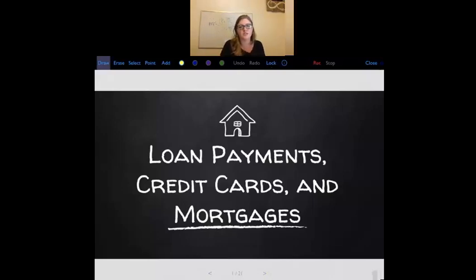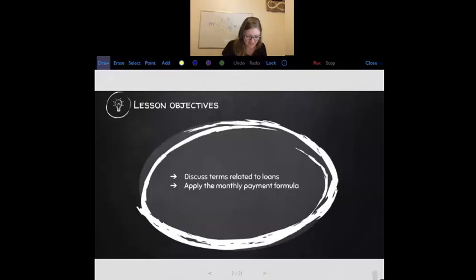In this lesson, we're going to go over loan payments, credit cards, and mortgages, just the light stuff. Specifically, we'll discuss terms related to loans and we'll learn to apply the monthly payment formula. This lesson will be split into two, where in this first part we'll deal with loan payments and credit cards, and in the second part we'll deal with home mortgages.